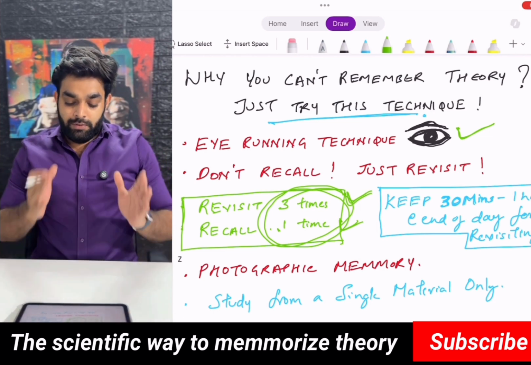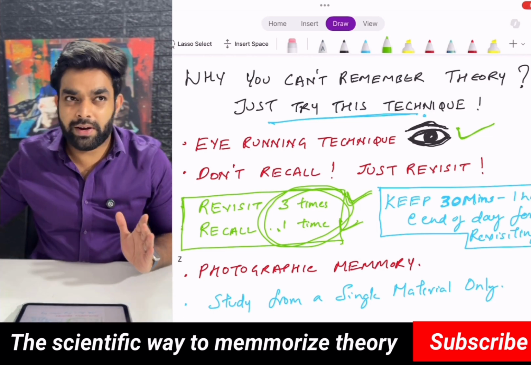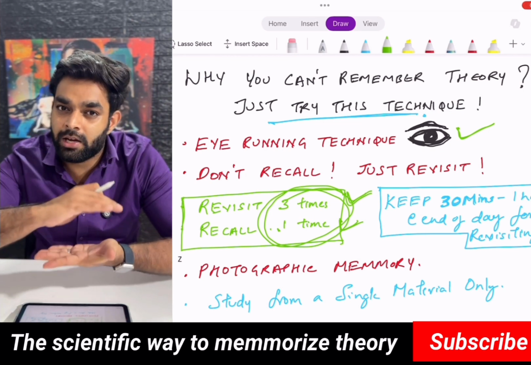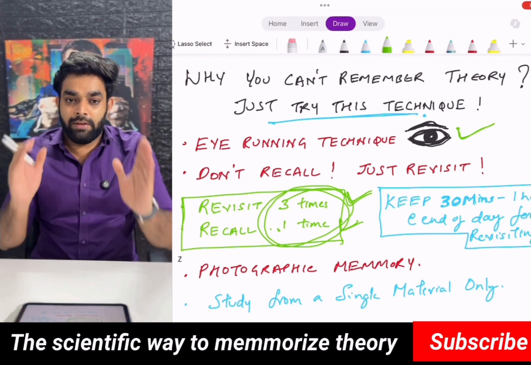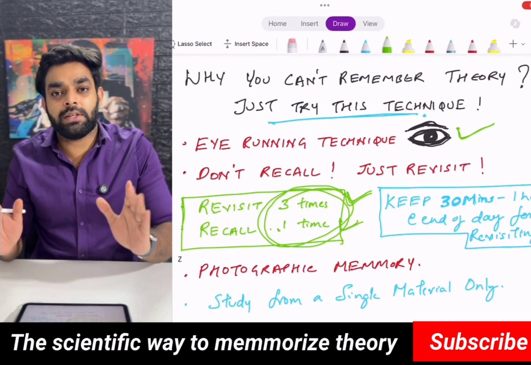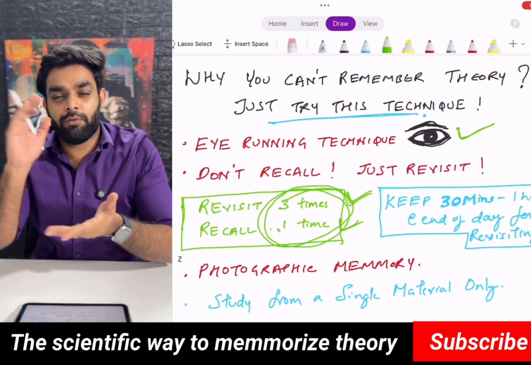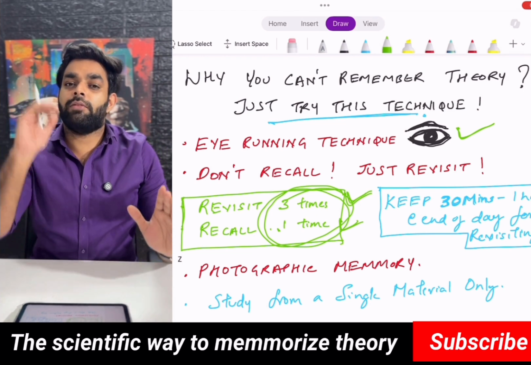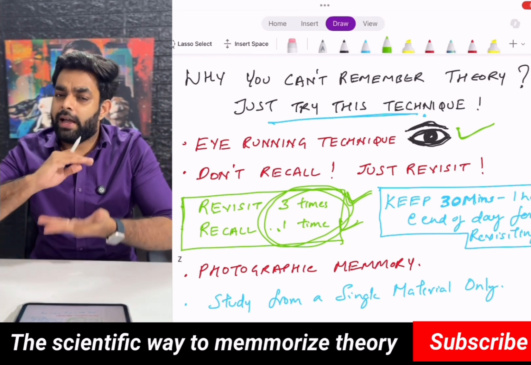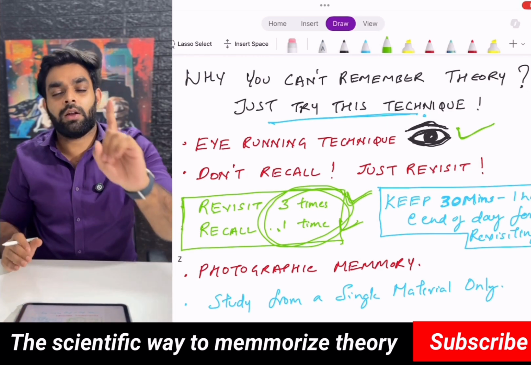And let me tell you, don't stop after revisiting three times. From today, you have got 20 to 25 days, hardly, for the examination. Take 1 hour at the end of every single day and revisit the toughest topic that you want. Break that 1 hour into 45 minutes and 15 minutes. So 45 minutes you try to revisit and 15 minutes you try to recall. Every single day, at the end of the day, keep 1 hour for revisiting.